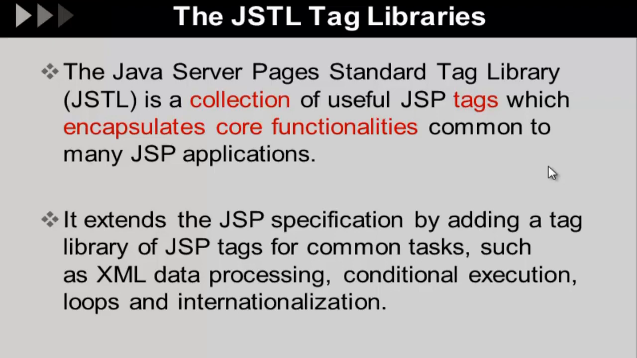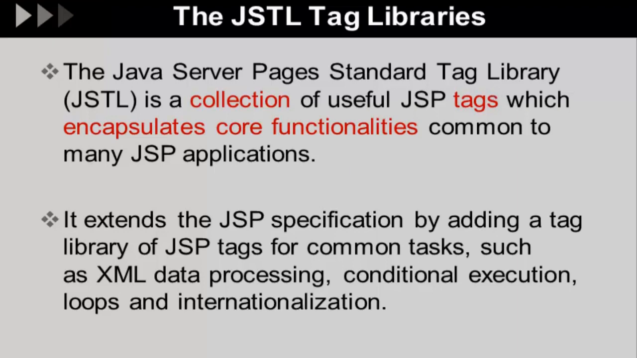How do I get the additional tags? To get the additional tags, we have to import a library called JSTL. And the full form of JSTL is Java Server Pages Standard Tag Libraries. These are the tag libraries. Remember, they are not part of the original JSP specification. They are additional tags which are supplied with a separate library, so you have to have the library in order to use those tags.